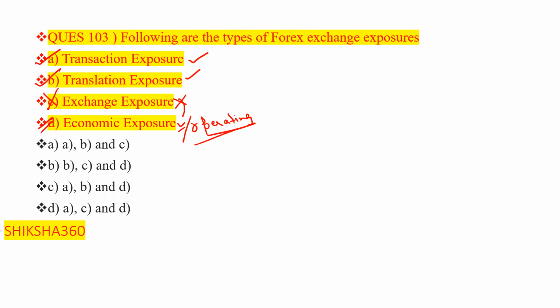So what is the answer here for 103? A, B, and D are correct here. Very, very easy question. Every student has to attempt this type of question correctly. To clear the examination, you have to answer these types of questions correctly. So what is the answer here? That is option number C. This one is the correct answer.